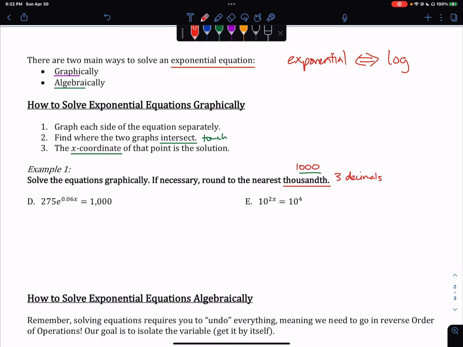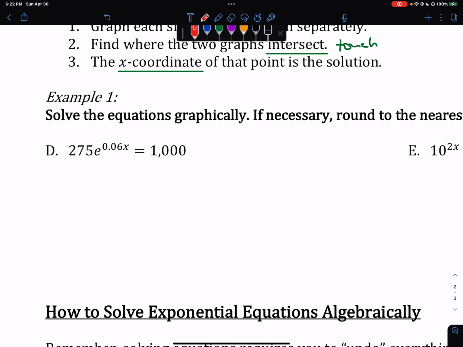So how do we do this? Letter G, 275 times e to the power of 0.06x equals 1,000. This is all you have to do. We're going to separate at the equal sign. For the left side, I'm going to graph y equals 275 times e to the 0.06x power. I'm then going to also graph the other side, y equals 1,000. And then I'm just going to see where they intersect.